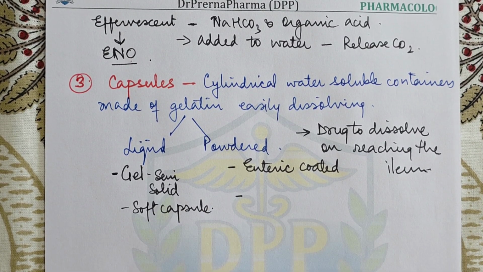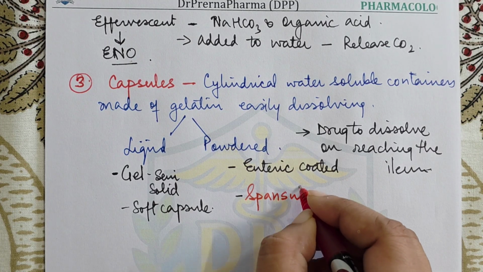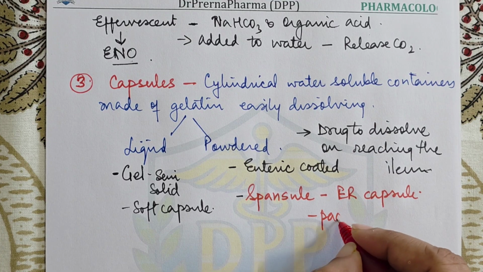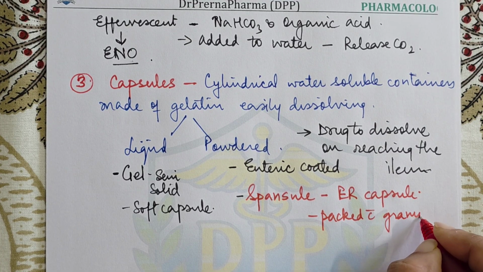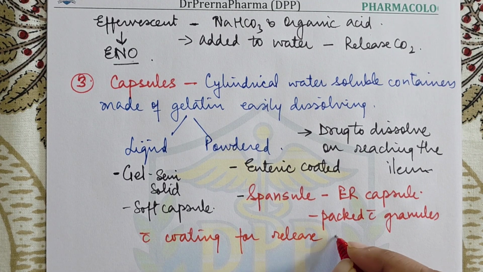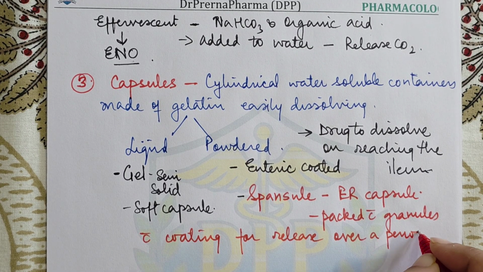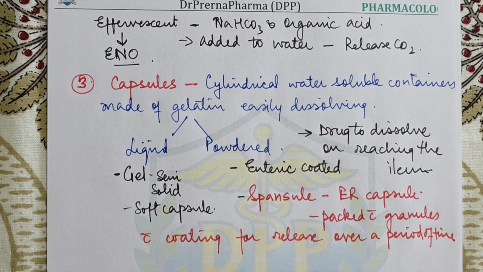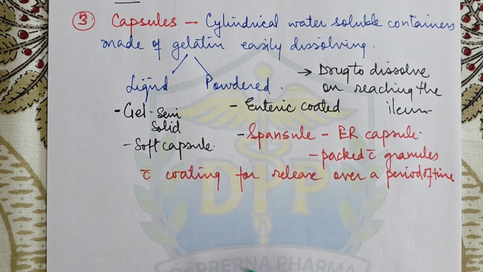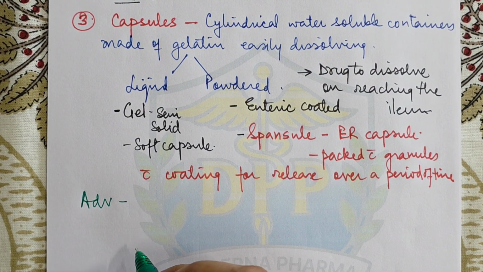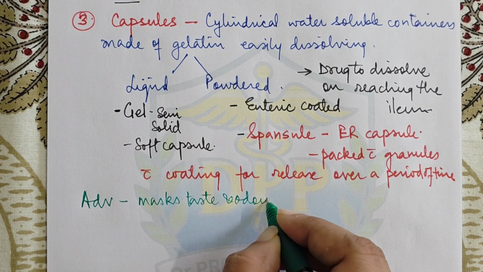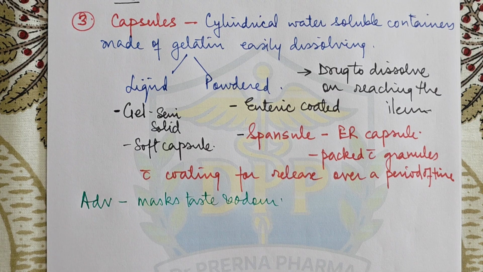Then there is one more thing which we should know, which is called a spansule. Spansules are basically extended release capsules which are packed with granules with coating for release over a period of time. Like, all the particles will not release together. Some will release first, some will release afterwards. So this way you have an extended release capsule. Now what is the advantage? The advantage of this capsule is that first of all it masks the taste and the odor. It is very important because the things that you are eating are usually very bitter.